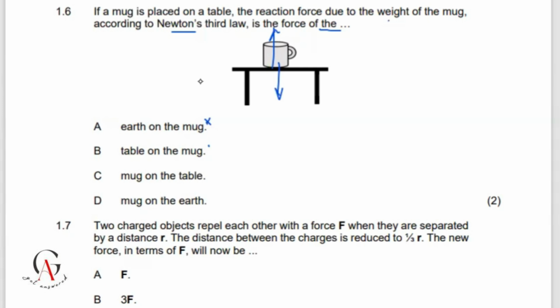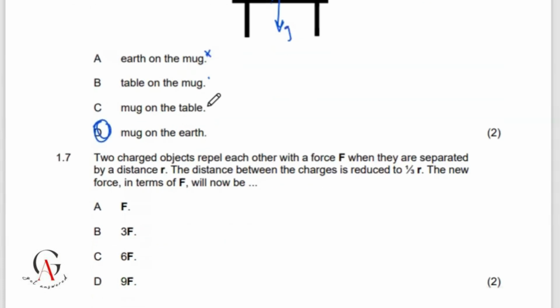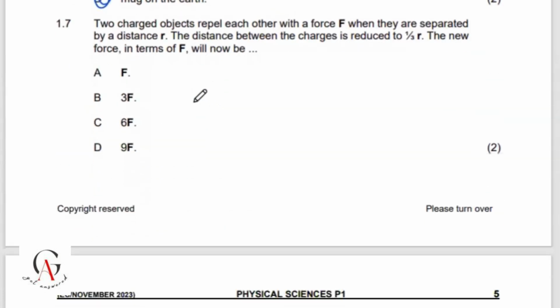So this is gravitational force as a result of the Earth's gravity G. So which means the counter reaction force must be the mag on the Earth, which is option D that I'll take.